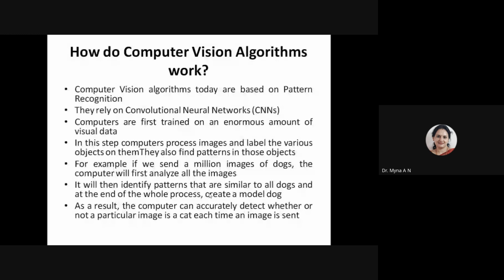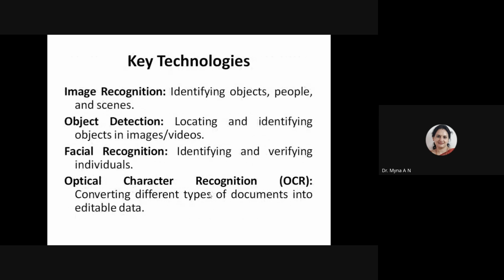For example, if we send 1 million images of dogs, the computer will first analyze all the images. It will then identify patterns that are similar to all the dogs, and at the end of the whole process, it will create a model dog. As a result, the computer can accurately detect whether or not a particular image is a dog each time an image is sent. So training it correctly is an important task.